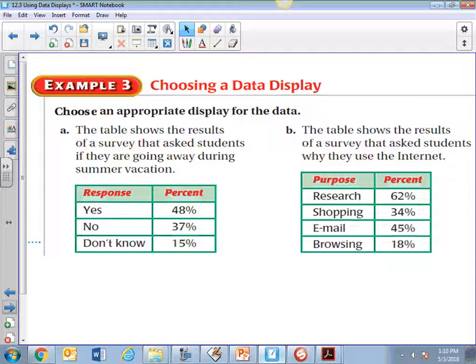If you do letter B, what do you think? A line would be okay? I'd probably say a bar. That would be the best one, because these are specific categories, and that goes well with a bar graph. If you add up these percentages, they do not represent 100%, so a circle graph is out. If you want to look for something specific, that would be a bar graph. You could just say because it represents specific categories.